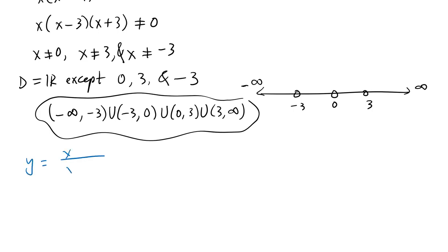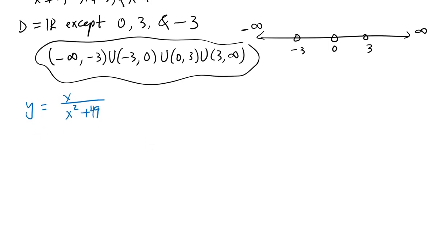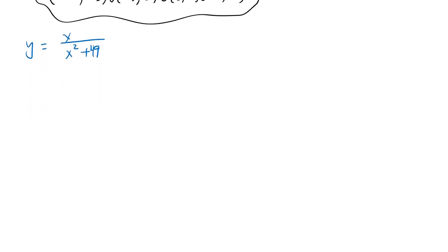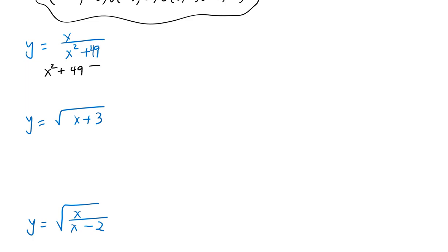Other examples, say x over x squared plus 9 or 49. Look at more examples. y equals square root of x plus 3. Another one would be x over x minus 2. So what do we do with the first one? Well, you can have everything but any number that would make the denominator 0. Well, this one, notice this cannot be factored. This will never be 0. This is never going to be 0. So the domain is all real numbers.